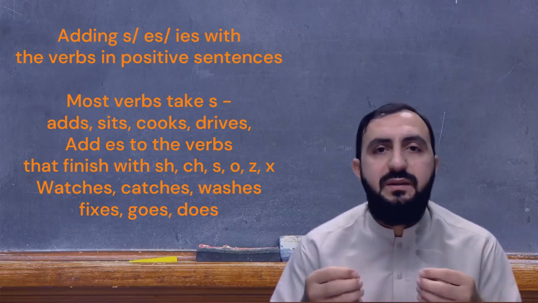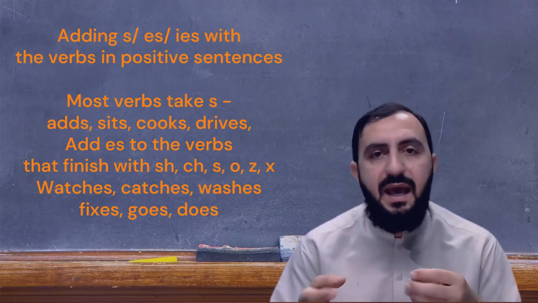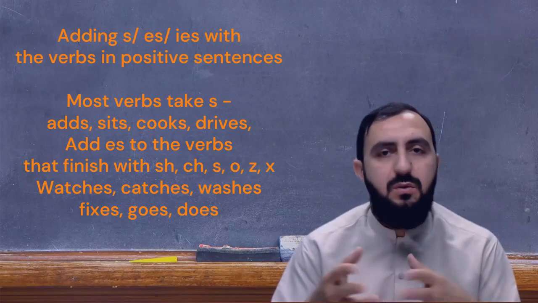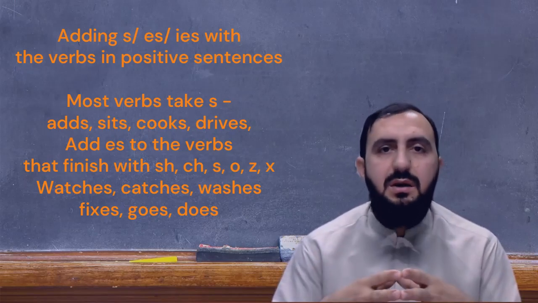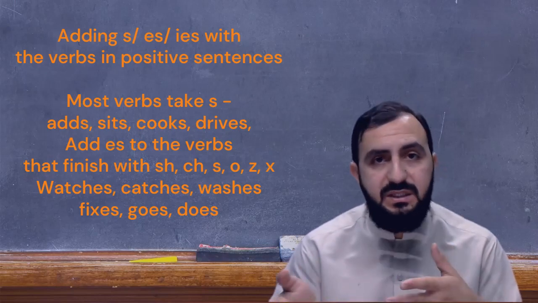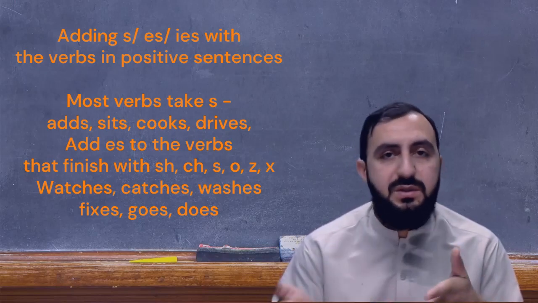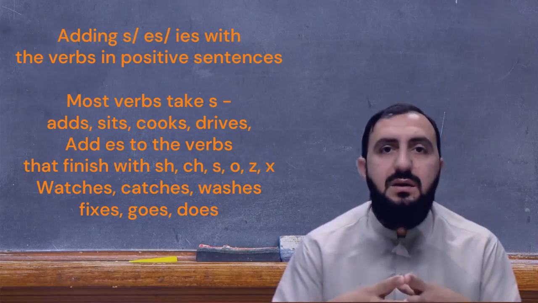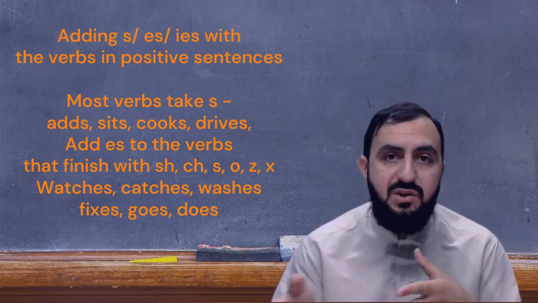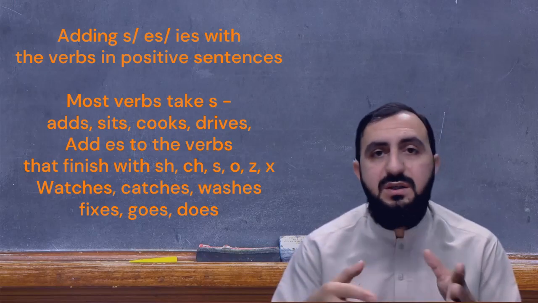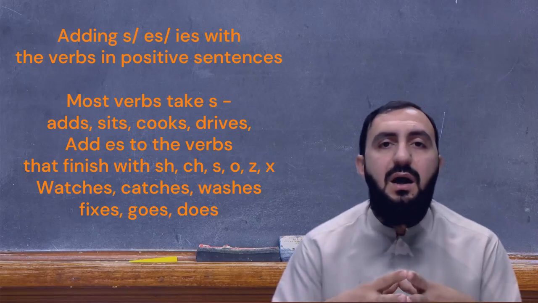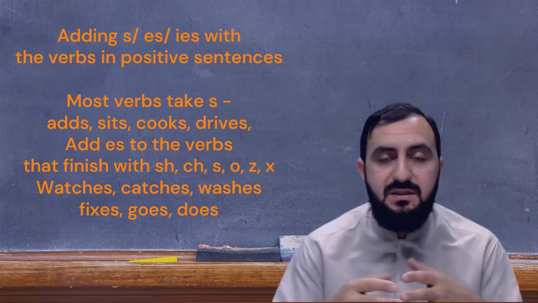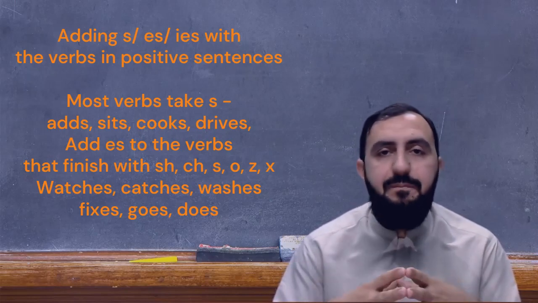And there are verbs that finish with sh, ch, s, x, o. We add es with them. For example, watch, watches, bench, benches, fix, fixes, go, goes, do, does, stress, stresses, press, presses, smash, smashes. So these verbs finish with sh, ch, x, s, or z, buzz, buzzes. So there we added es with them.